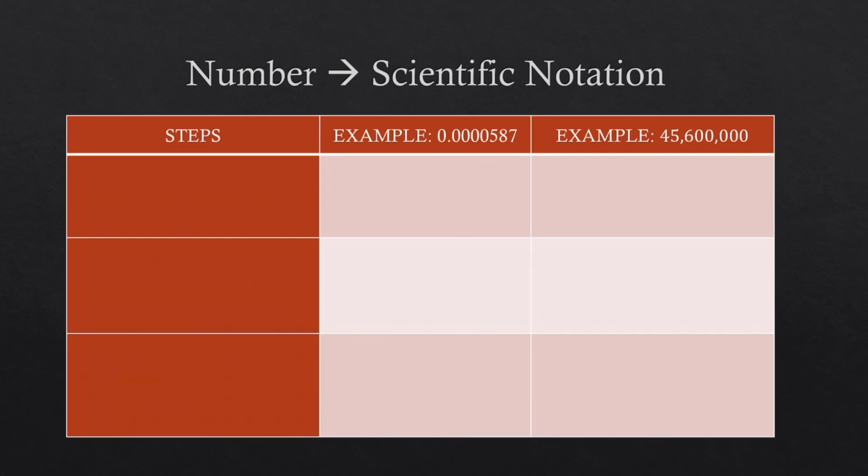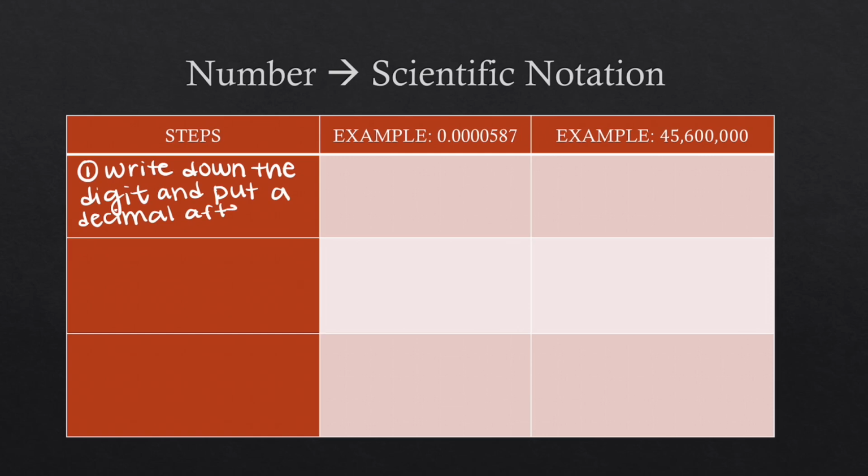If you want to convert a number to scientific notation, step 1: you write down the digits and put a decimal after the first digit. So in the first one, I'd write 587 and put a decimal after the 5. In the other one, I'd write 456 and put a decimal after the 4.